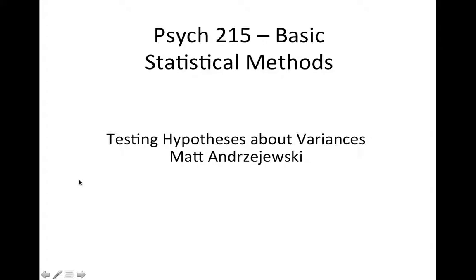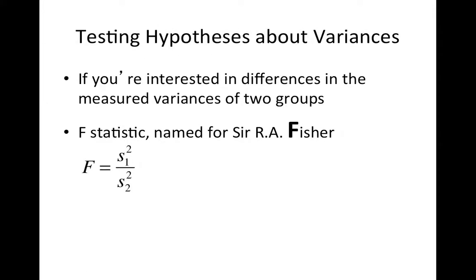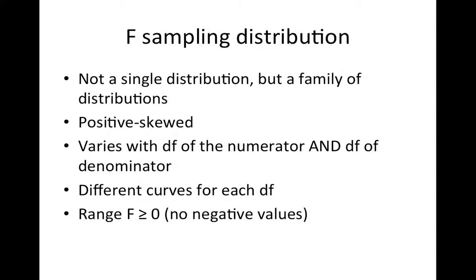Testing hypotheses about variance. If you're interested in hypotheses about variance or differences between two variances, you can use an F statistic, named for Sir Ronald A. Fisher. You construct a ratio of two variances, and it turns out they're distributed in a very characteristic pattern. We use an F sampling distribution, for that's what Fisher discovered: that ratios of variances, one variance divided by another variance, follow a very characteristic distribution that has been named the F distribution, or the F sampling distribution.